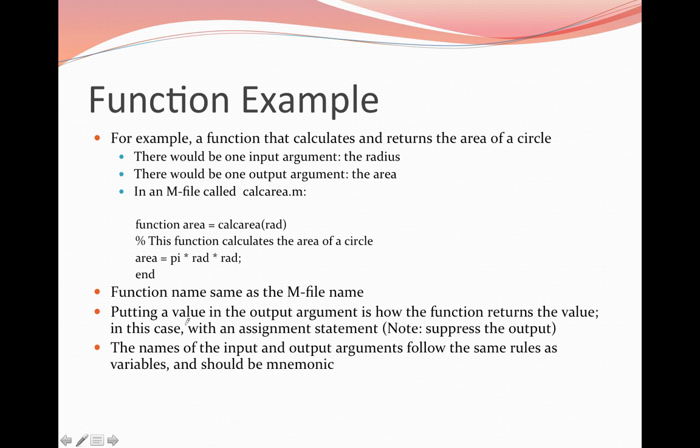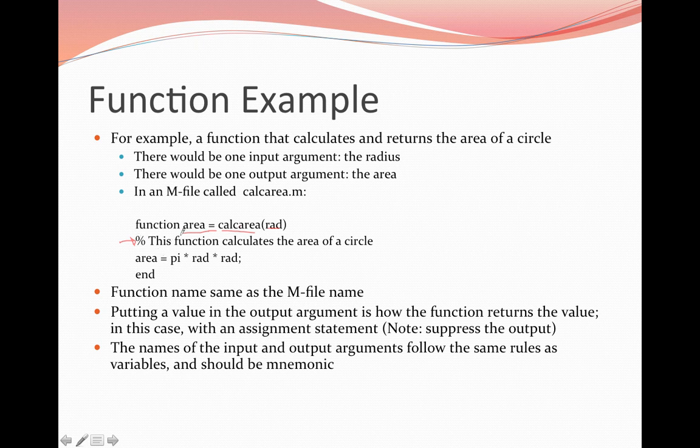This would be stored in an M file called calcarea.m. So the name of my function is calcarea, and again it would be stored in an M file with the same name. So in the function header I have the reserved word function, I have the name of my output argument, which I'm going to call area, and then the assignment operator, and the name of the function, which is calcarea, and then I need one input argument for the radius, so I've called it RAD. Then I have a block comment that describes what the function does.